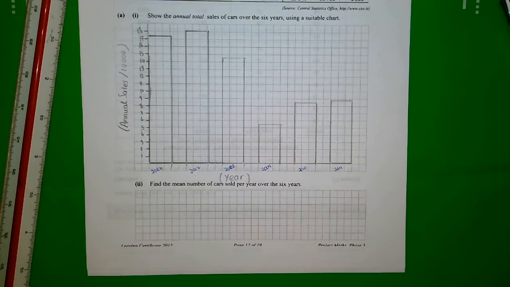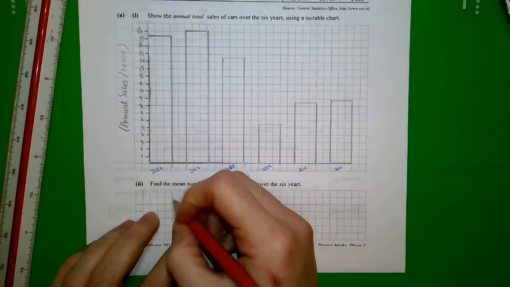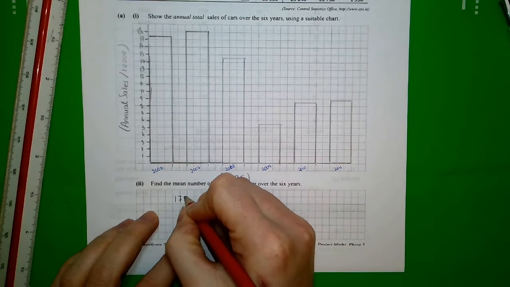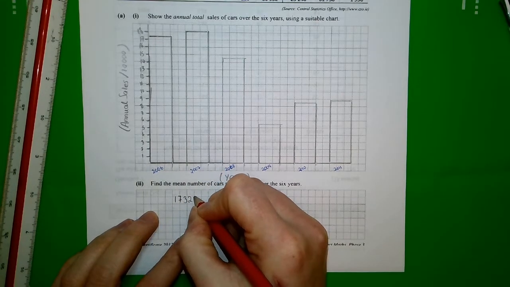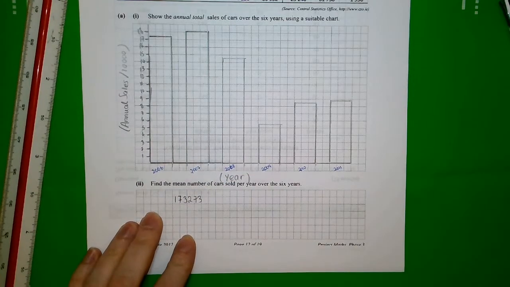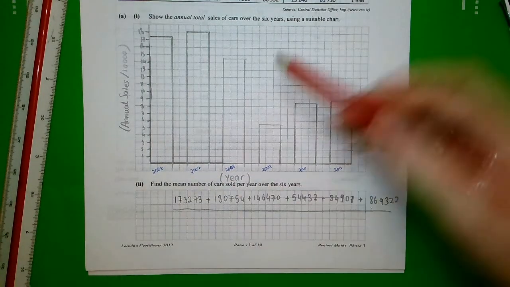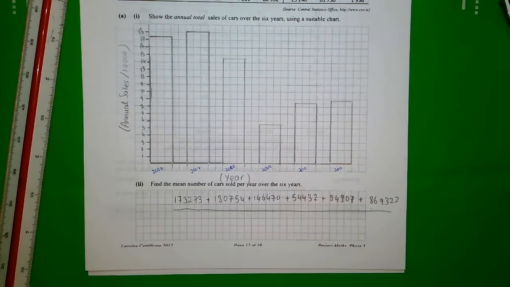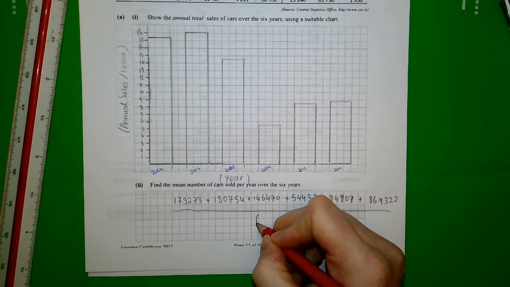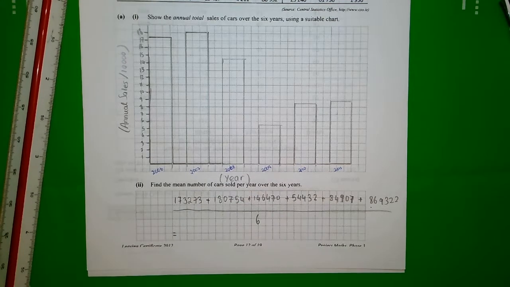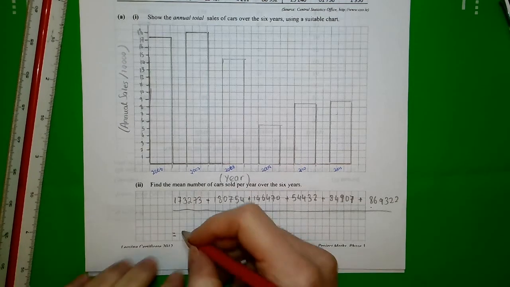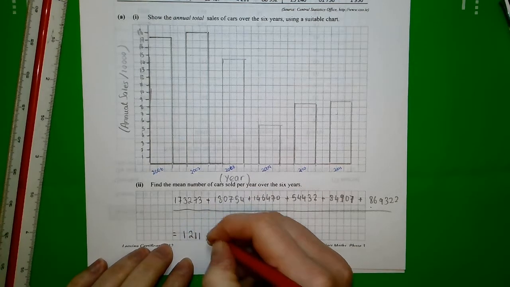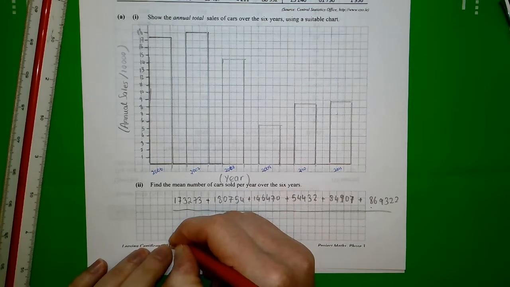The second part of this question asks us to find the mean number of cars sold per year. The way that we do that is we add up all of the number of cars, up to 173,273. You can see we've added up all of the total annual sales, and then we're going to divide by the number of years, which is 6. When we do that, we should get an answer of 121,128.